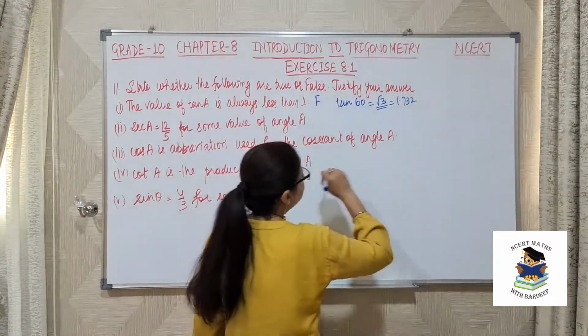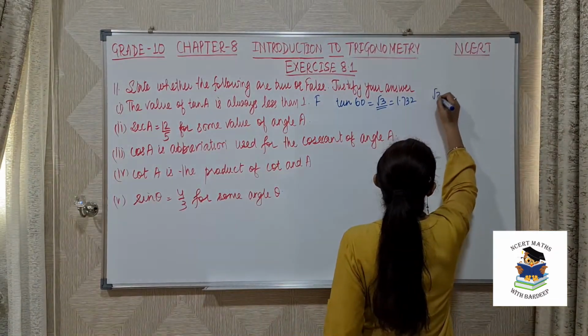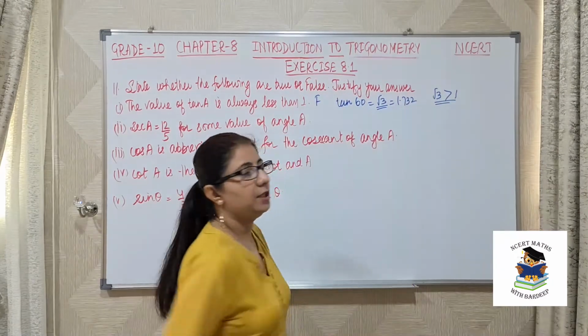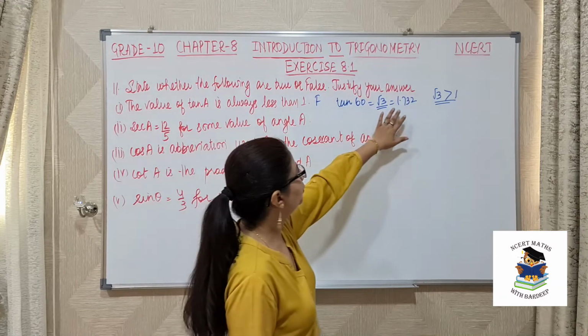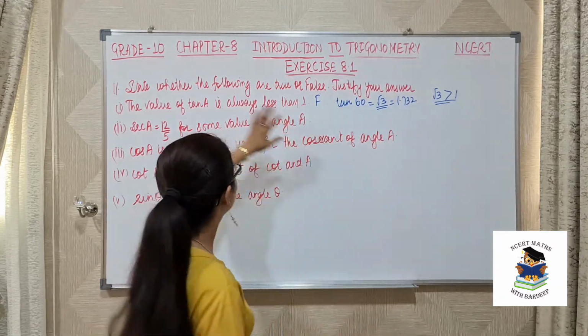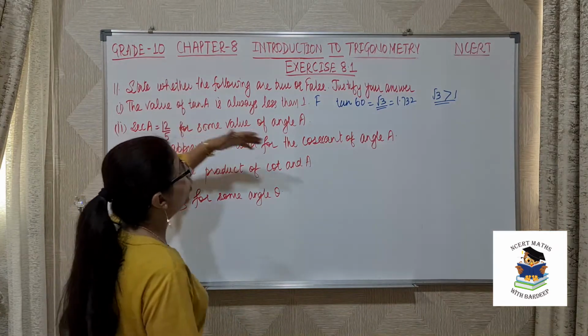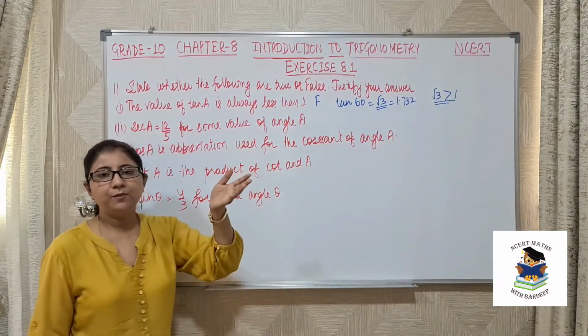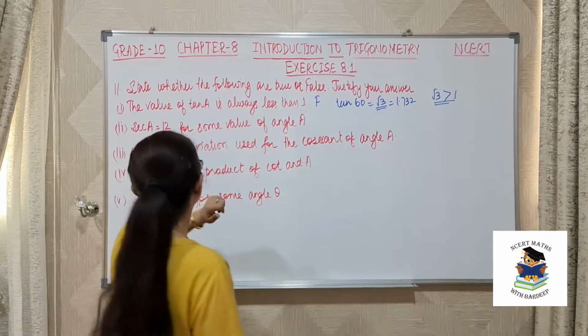So what is the reason you will give? That root 3 is greater than 1. Since tan 60 is equal to root 3, and this is equal to 1.732, root 3 is greater than 1. So our statement is false, that it is always less than 1. No, it can be less than 1 for some values and it can be more than 1 also.